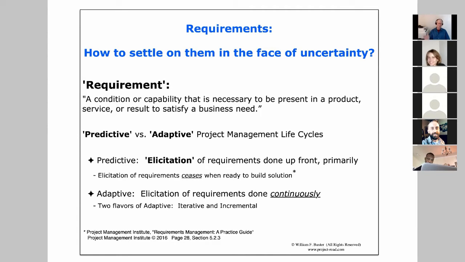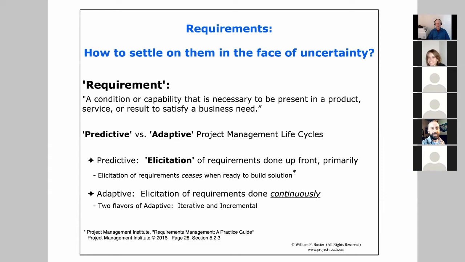Now thinking about the predictive versus the adaptive project management life cycles. In the predictive, we're going to be eliciting requirements up front primarily, and then eventually we're going to get to a point where the cost of change is getting quite high, and we're going to become much less interested in hearing anything about additional requirements. Whereas in the adaptive project lifecycle, we're going to be eliciting new requirements continuously. We're going to do everything we can to stay responsive to new requirements.